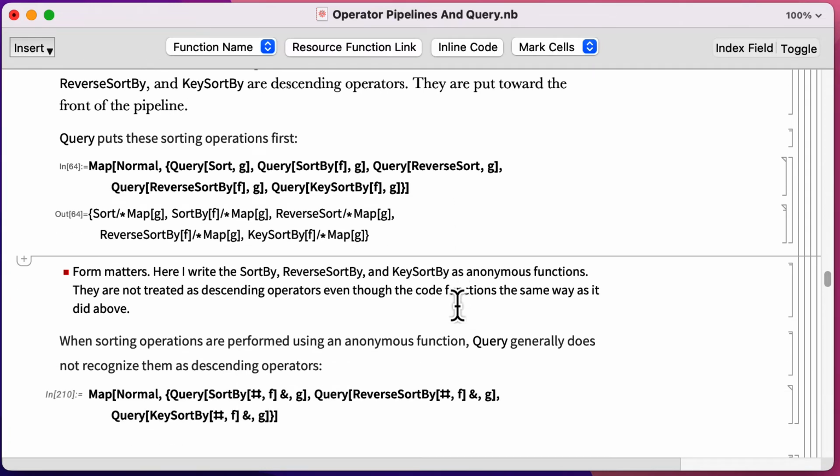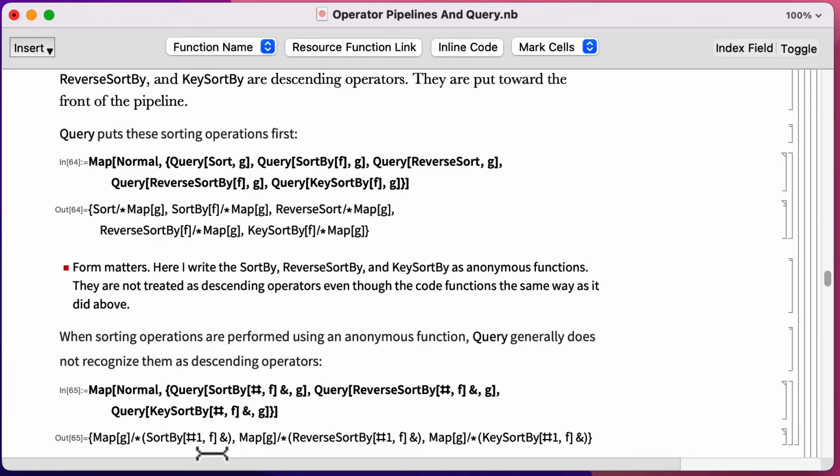A footnote. Form matters. Wolfram language is not smart enough yet to realize that this hand-constructed operator, where I've used the ampersand and the pound sign to make an operator, is the same thing as this sort by. And same issue here and here. And so when I normal these, you're going to see G slash dot slash star sort by pound F ampersand. Or map G, map G, map G. So form matters. And again, if you're confused, you're not sure, just normal it.